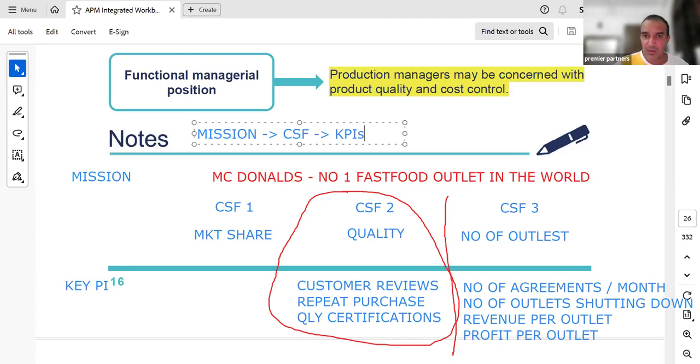Right at the end of the question, they'll ask you, can you tell us some KPIs for the change in the mission statement? So then you should only consider the change in the mission statement. Later I'll do a question of that sort, then you will understand. Right? So remember, these three are always together.